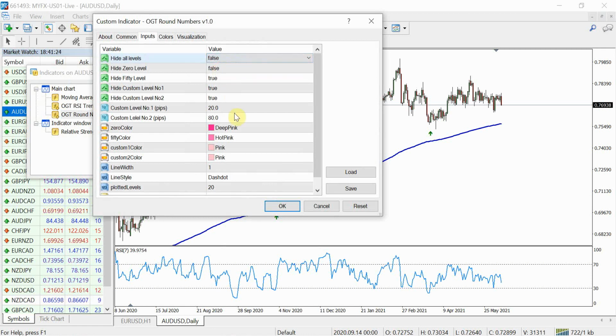And just take that off false. So what I'm putting on here is the OGT round numbers level. Again, as the name suggests, it signifies round numbers, which are natural support and resistance areas. For those of you who've been following me for a while, you know that I like to have them on my chart. Because we're looking at a daily chart, we're just going to be looking at the 00 and 100 levels for this example. And again, you can put custom levels in there as well if you so wish.